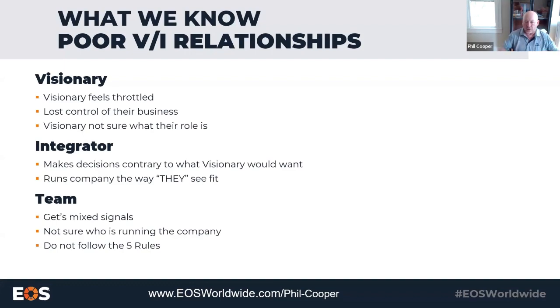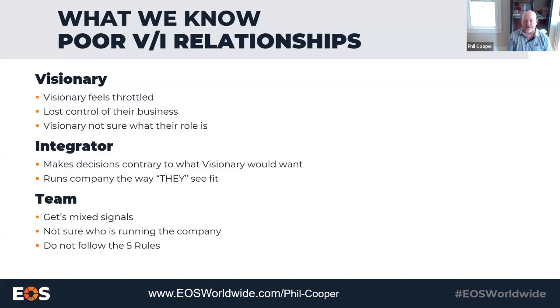So they're running the leadership team, but it's not their vision. It's got to be the joint vision, but it's ultimately the visionary's vision. The team, because of this, when it's not working, gets mixed signals. They're reporting to the integrator and the integrator is saying something, but the visionary is doing something different, and they don't know what's going on. They get really confused and it rips the team apart. The team doesn't know who's running the company.